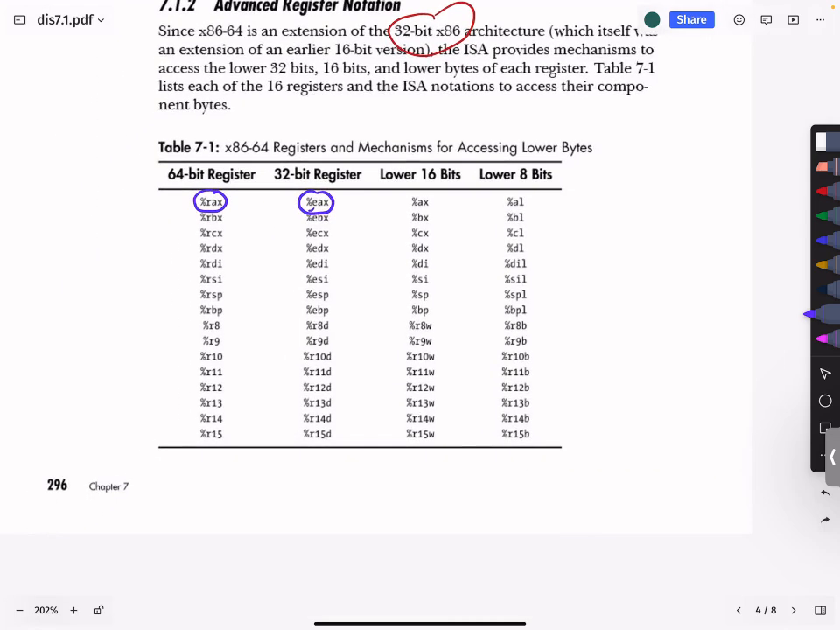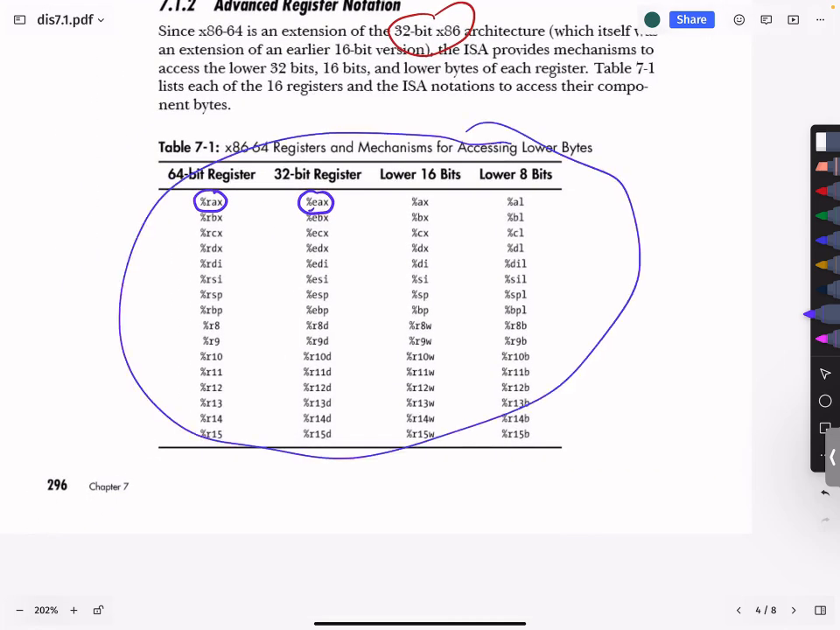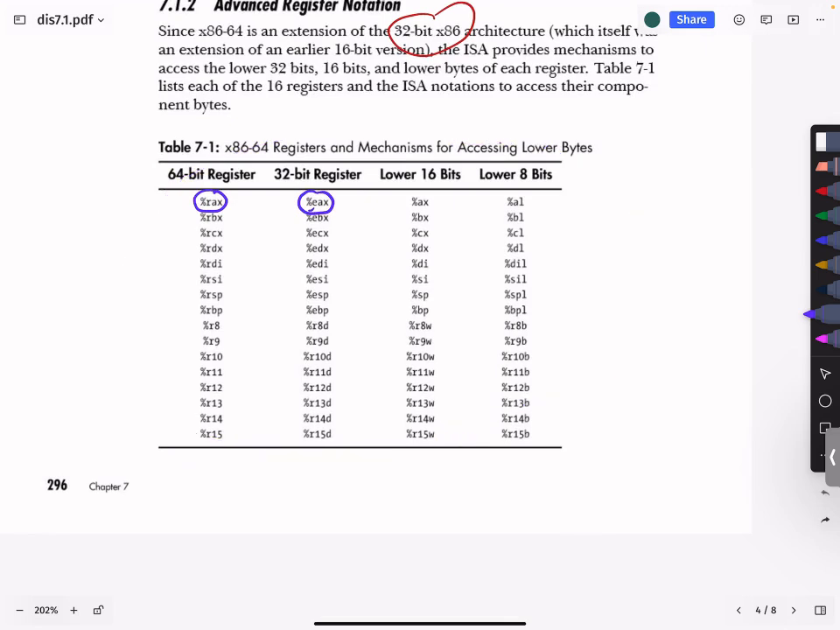Otherwise, I'm not sure that this table really is all that important, except as it demonstrates the naming conventions. So for RBX and EBX, the same pattern applies, and you can see how to address those smaller bits again. And so long as you have R over here, you have the corresponding E over here. And then for these other things, we're not going to touch them at all.